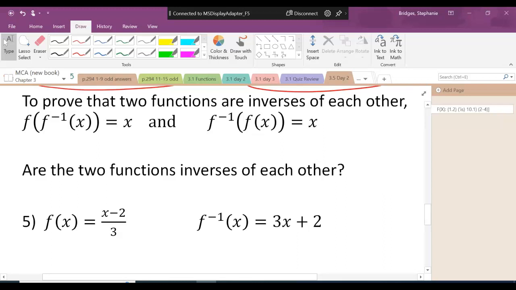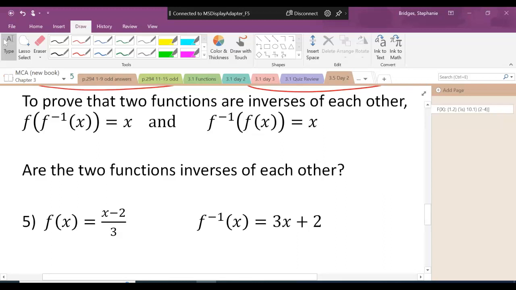So we're kind of going to be using those composite functions that we did the other day to prove that these are inverses of each other. So basically what you have to do is you take your inverse function and you plug it into your original function for x. Okay, that's what f of f inverse of x means. And when you simplify it, it should equal x.